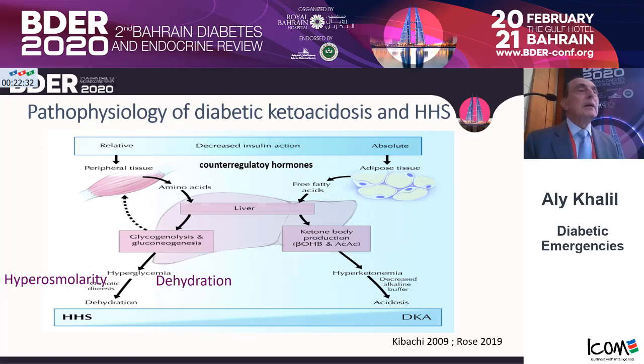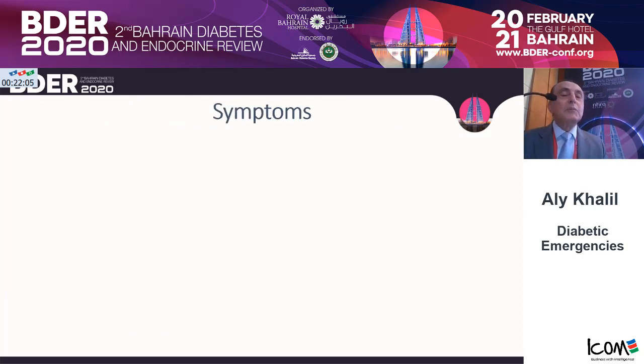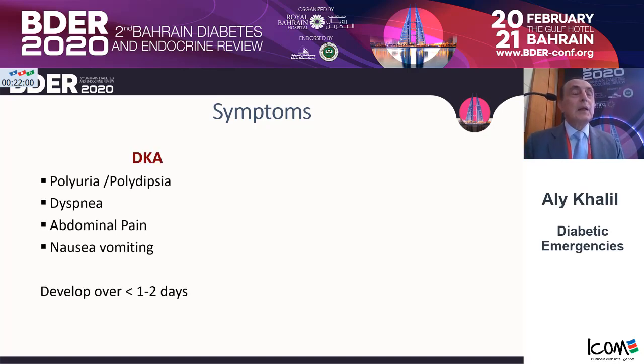But the end point here is that in the hyperosmolar state, the two major elements are hyperglycemia and dehydration, whereas in diabetic ketoacidosis, it's dehydration again, along with acidosis. Depending on the presentation and the symptoms, you get to one stage more than the other. Now, what are the symptoms that really tell you you're dealing with one condition or the other?